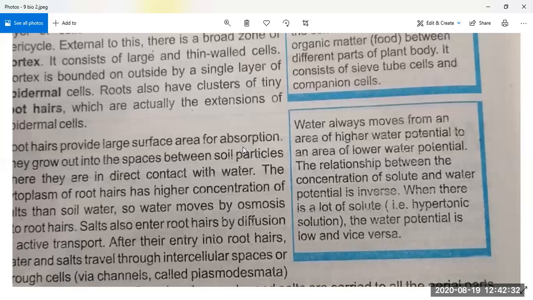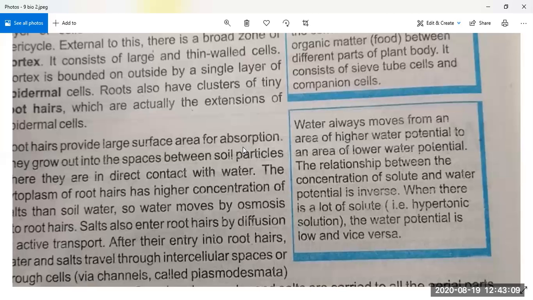First is the large surface area for absorption. Root hairs provide a large surface area for absorption. They grow out into the spaces between soil particles, where they are in direct contact with the water. As I told you, they grow out into the spaces between soil particles because they have to grow in the spaces under the soil. And why do they want to grow? Because they are in direct contact with the water, so they can get more and more water for the plant.